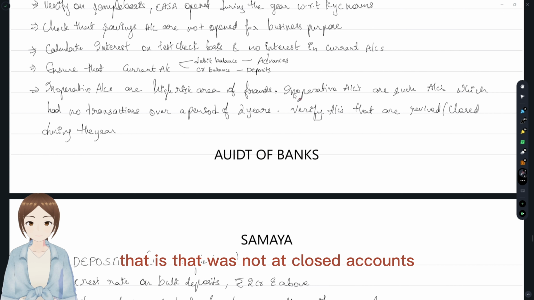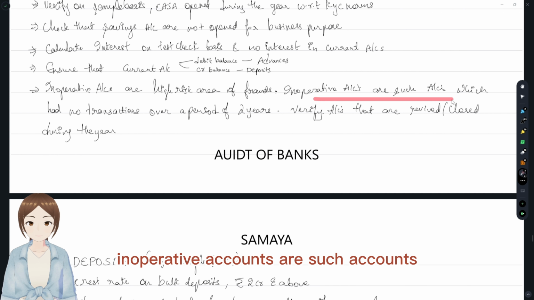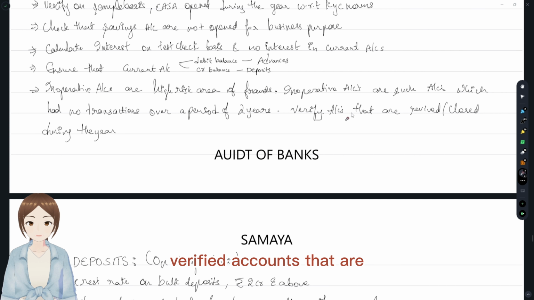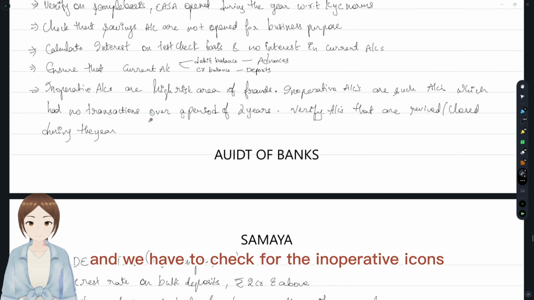Inoperative accounts are higher risk areas of fraud. These are not closed accounts, but accounts in which no transactions have taken place. Inoperative accounts are accounts with no transactions over a period of 2 years. Verify accounts that are revived or closed during the year. And we have to check for the inoperative accounts.